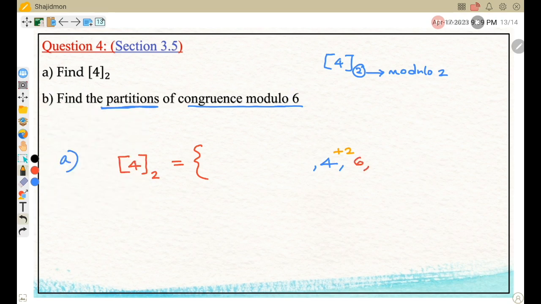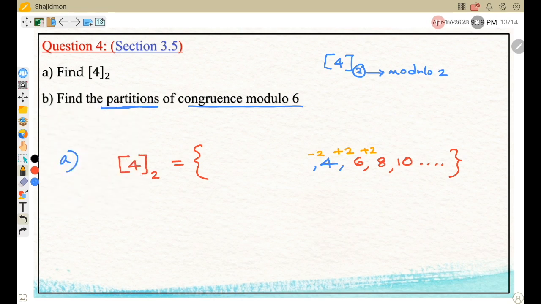Now from 6, again add 2, 6 plus 2 with the modulo number, correct? So 6 plus 2 means we are getting 8, then 8 plus 2 we are getting 10, and like that it is continuing. Now the negative part: here we are subtracting the modulo number, minus 2, correct?